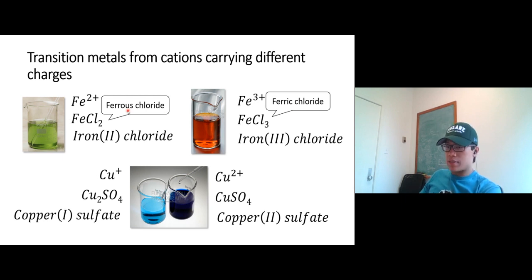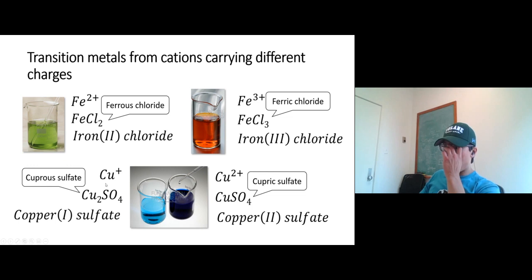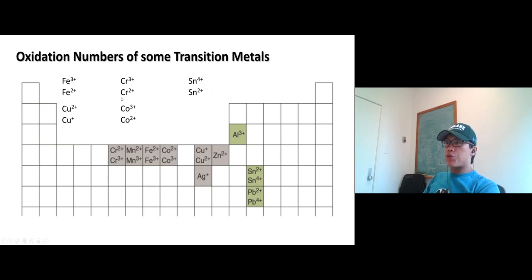We have ic, we have ous. Down here, copper 2+, which is the regular oxidation number of copper, we call cupric. It comes from cuprum. Cupric sulfate. Guess what? Copper 1, cuprous sulfate. Yeah, that's a trend. If you know the trend, things are easy, things are simple. So iron 3, ferric. Lower the oxidation number by 1, we call ferrous. Copper 2, cupric. Copper 1, lower by 1, cuprous.